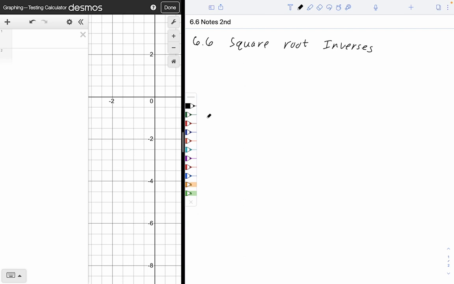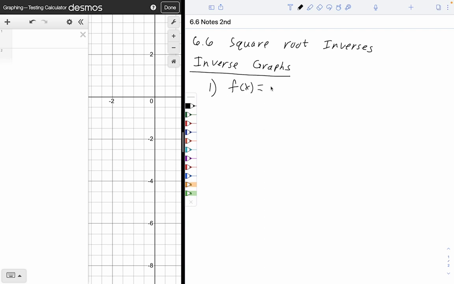So two types of questions here, okay? Two types of questions. First is going to be inverse graphs. Inverse graphs is the first type of question. Okay, so let's say I gave you the following.